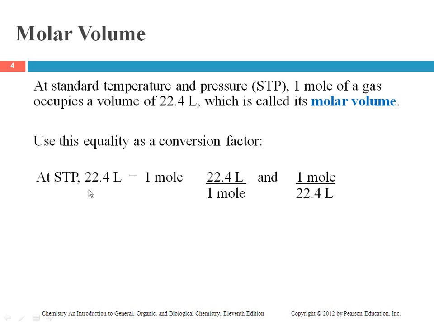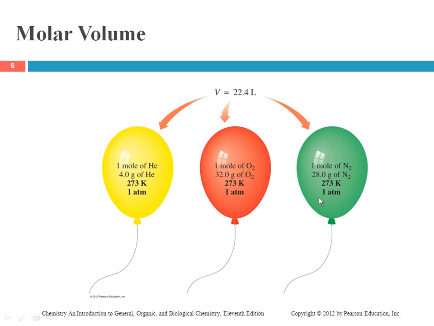If we look at this, we can come up with a conversion factor, just like we did in Chapter 5, where we had grams to moles. Here we're going to have liters to moles. So for every 22.4 liters, that is per 1 mole of gas. We can set up our ratios here, or we can invert that, and we would have 1 mole per every 22.4 liters.